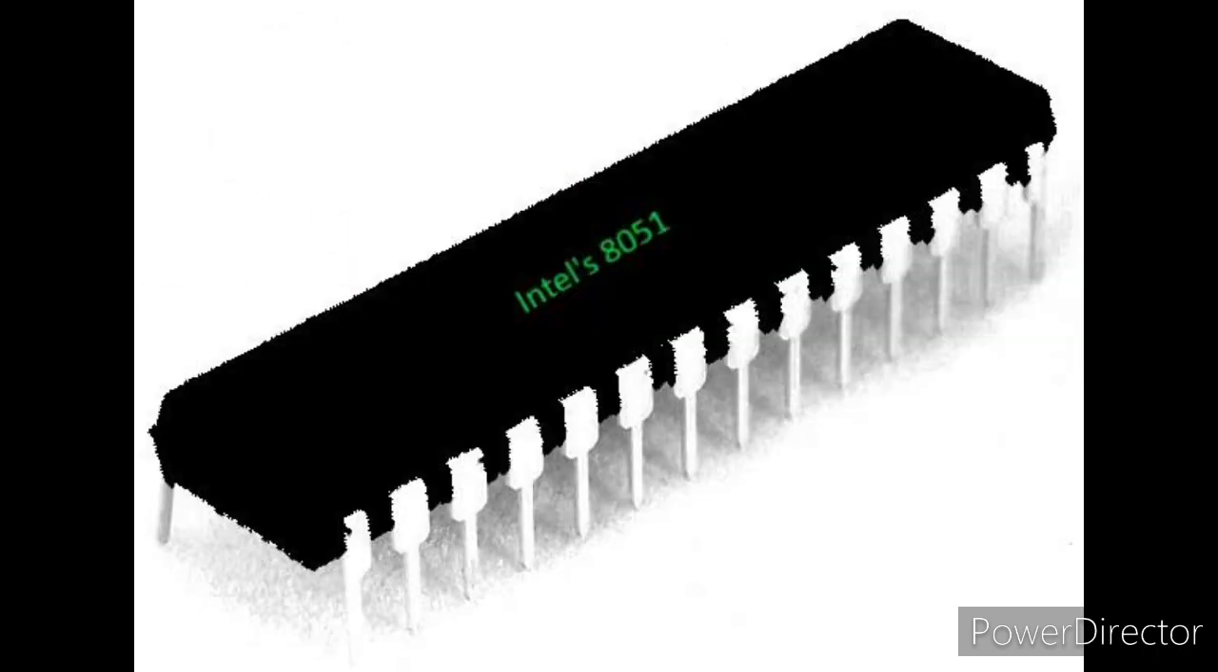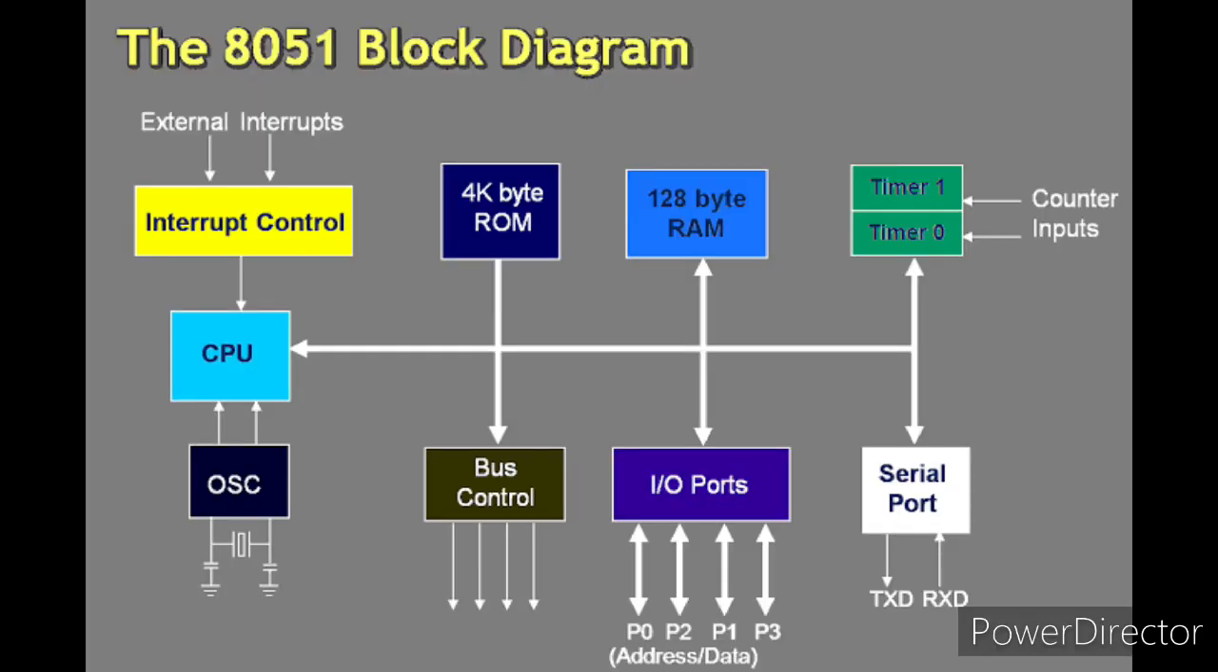The program counter can access up to 64K of program memory, while the data memory has 128 bytes of internal RAM and up to 64K of external RAM.